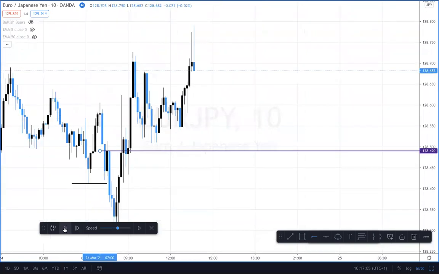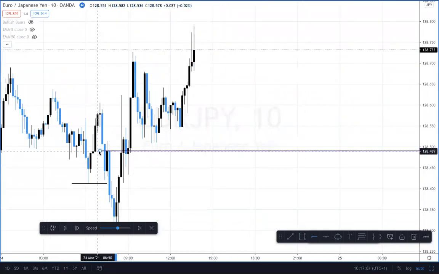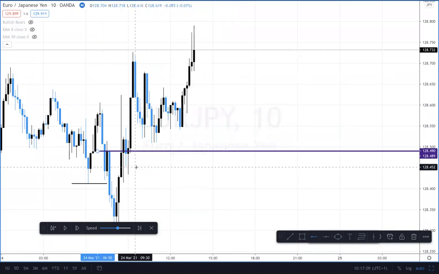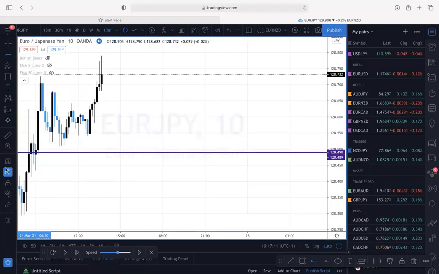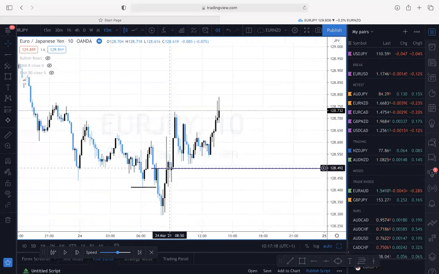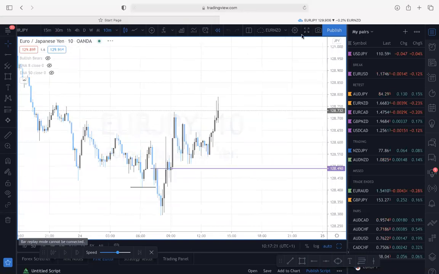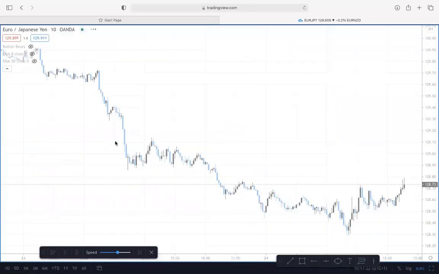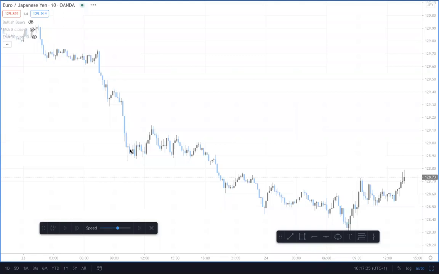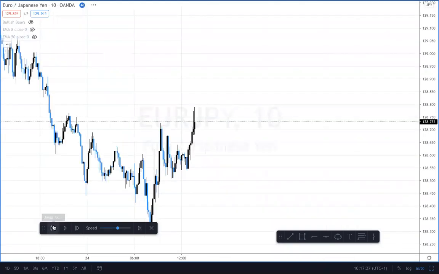It didn't quite come to the close as I was expecting, but then it played up the wick right there. Oh, come on. So this right here is a clean example of how breakers actually trade.